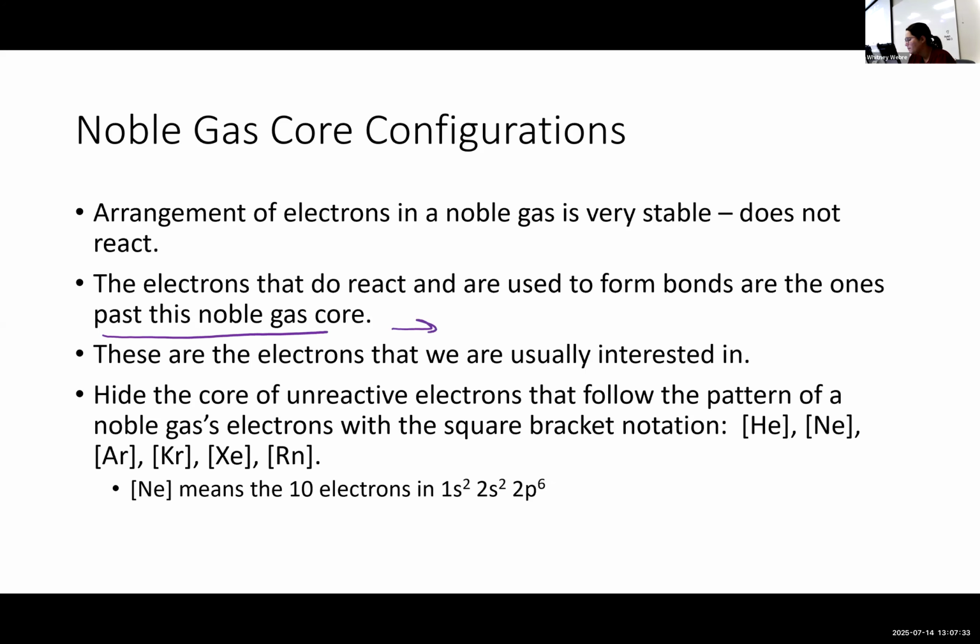Let's write a note. We hide the core of unreactive electrons that follow the pattern. If I pick an element randomly, look and find the noble gas on the previous row, and we start from there. It could be from helium all the way down to radon. If I was to start with neon and put it in brackets like that, I'm assuming everything before neon is 1s2, 2s2, and 2p6. So anything after that, I start with 3s.